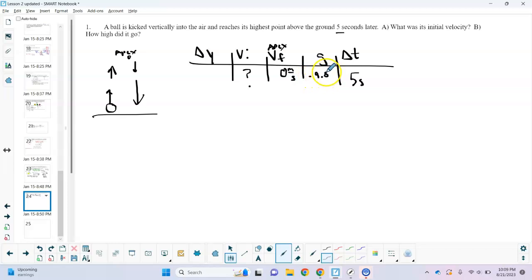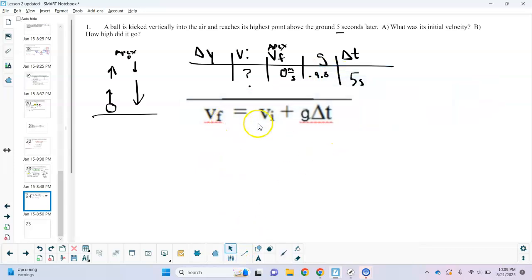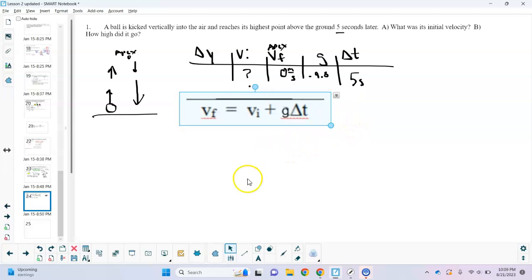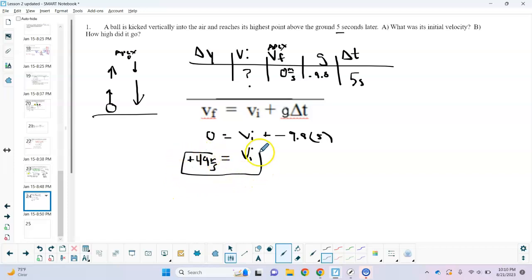So this one isn't too bad. I think we used the same equation, so yep, it is. So I'm going to use the same equation, Vf equals Vi plus g t. We got everything except for Vi, so it shouldn't be too bad. 0 equals Vi plus negative 9.8 times 5. So if I solve this, I get Vi is equal to 9.8 times 5, which is 49. When you bring it to the other side, it's a positive 49. So 49 meters per second. It's positive, which also makes sense because it's got to go up to start. So that is the initial velocity.